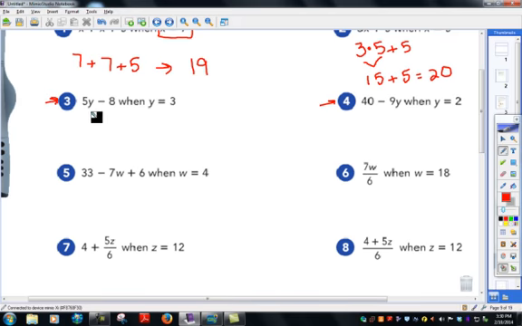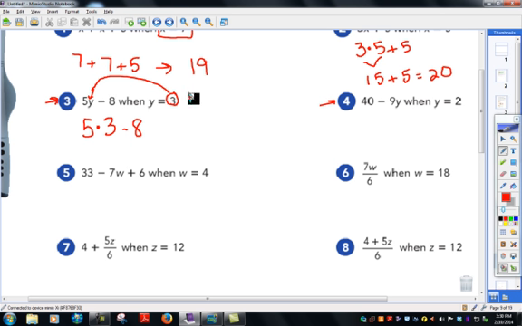Okay, so here we go. I know that that's multiplication happening here. I'm going to rewrite it as a numeric expression, guys, which means just numbers and operations. So that means 5 times y. I'm going to take my 3 and plug it in, or substitute it: 5 times 3 minus 8.